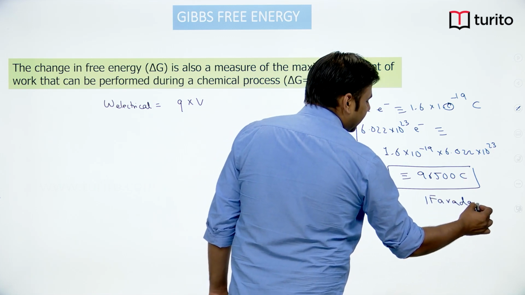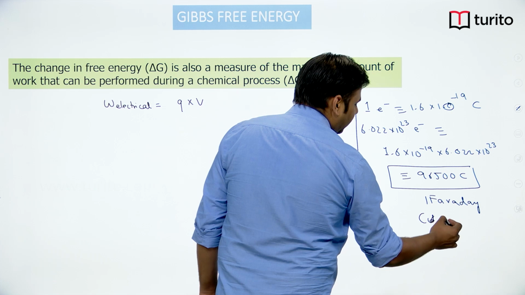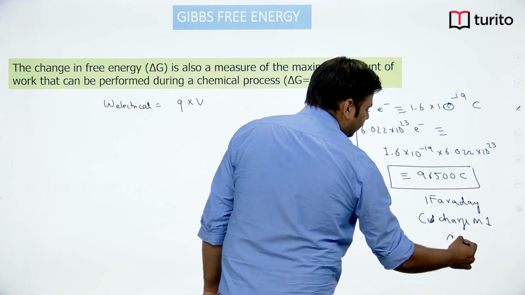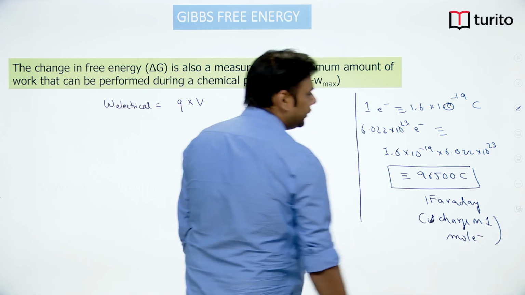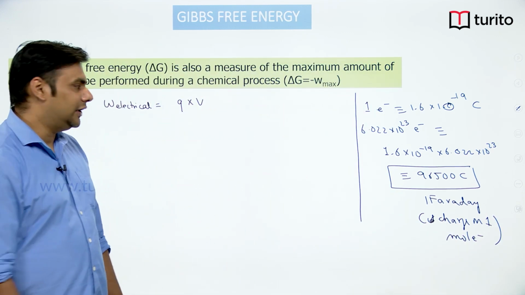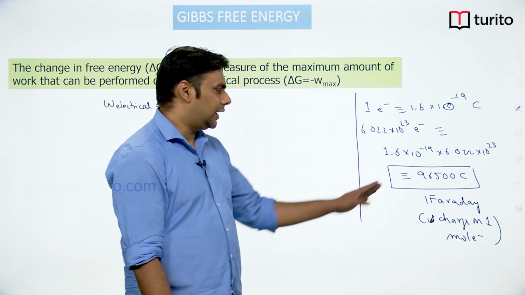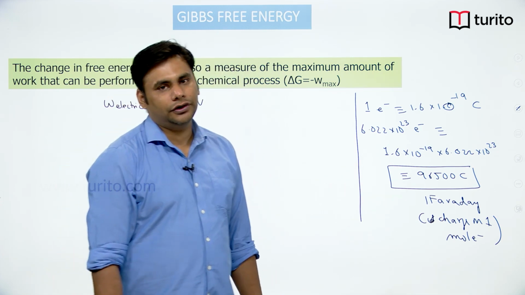So 1 Faraday is basically the charge on 1 mole of electrons. For 1 electron, we know the charge is 1.6 into 10 raised to minus 19 coulomb. 1 Faraday is the charge on 1 mole of electrons, so that is equal to 96500 coulomb.